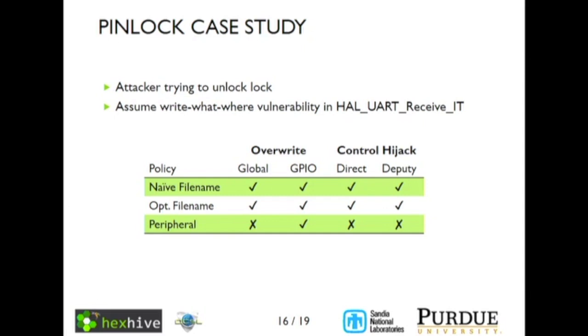confusing it. So the naive file name and the optimized file name policy protect against all 4, and the peripheral policy only protects against the GPIO attack. And this is because the compartment that has this vulnerable function on the peripheral one also has the global variable storing the pin, the unlock function, and functions which call the unlock function.